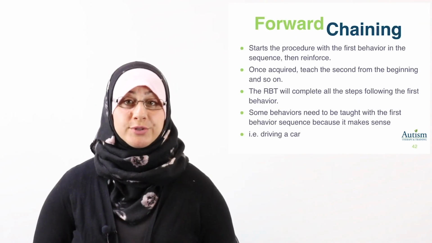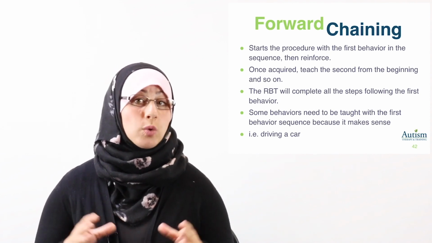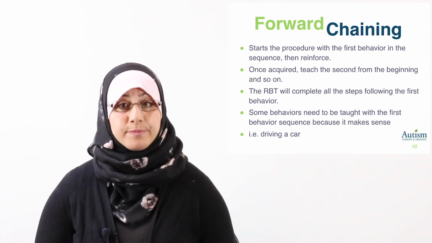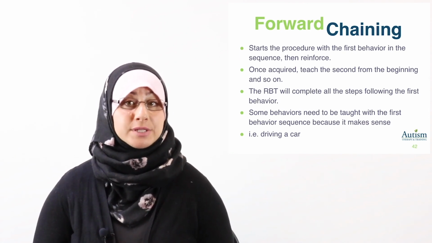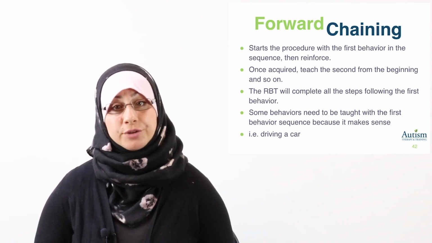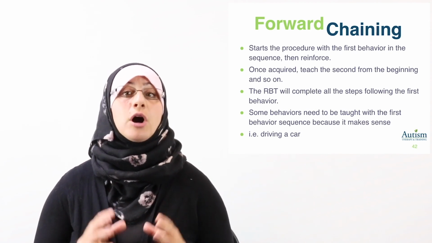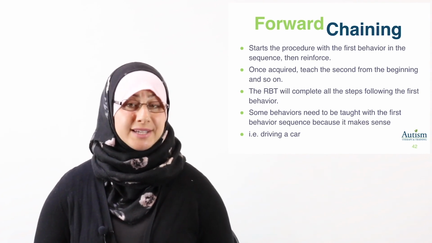Forward chaining starts the procedure with the first behavior in the sequence, then you reinforce. Once acquired, teach the second from the beginning, and so on. The RBT, teacher or parent will complete all the steps following the first behavior. So you would allow the learner to engage in the first behavior, and then all the steps following that behavior are prompted. You don't want to allow the learner to make any mistakes here.